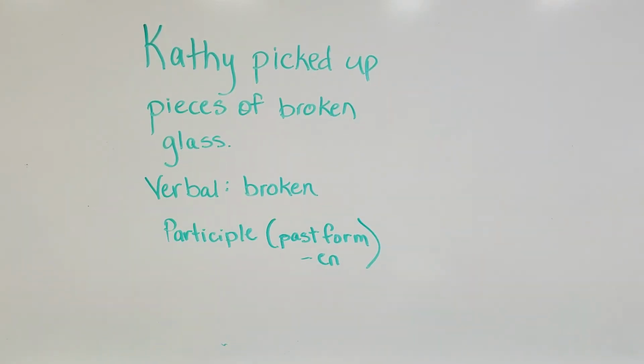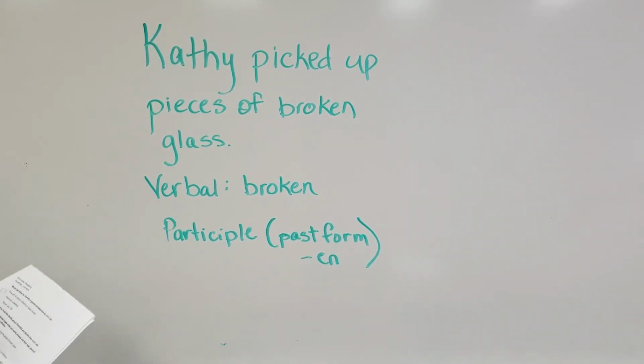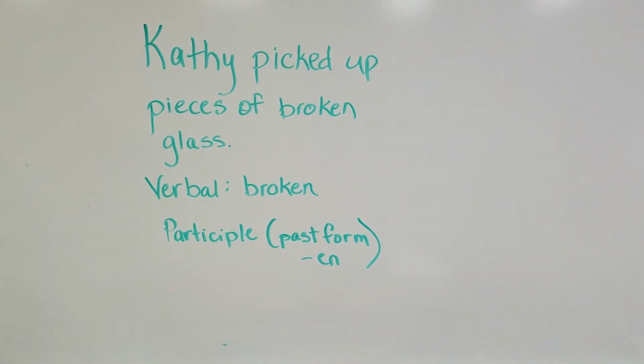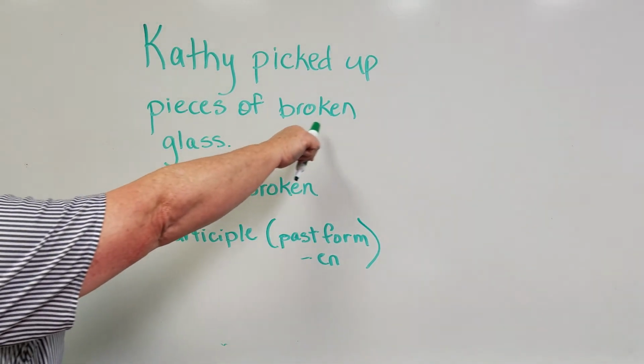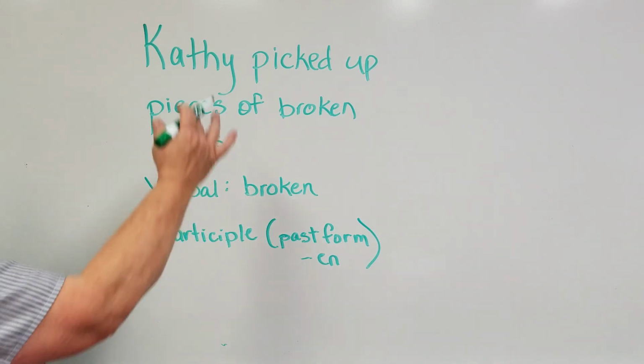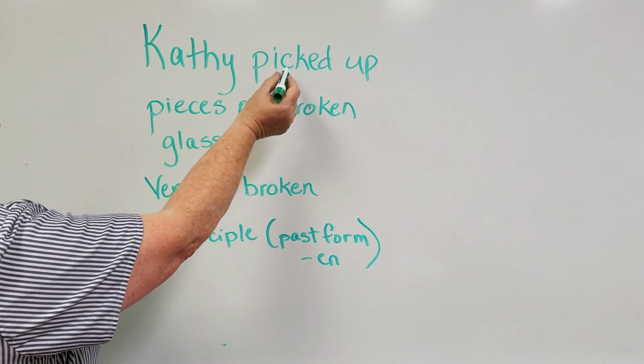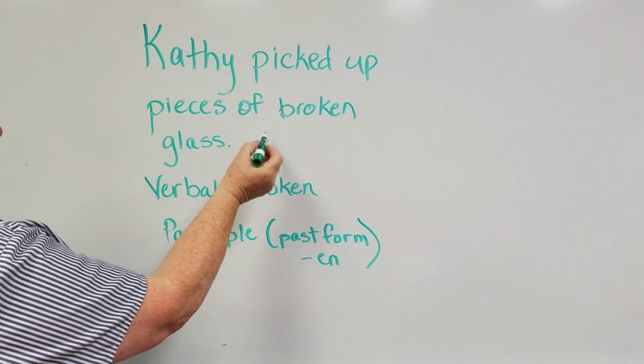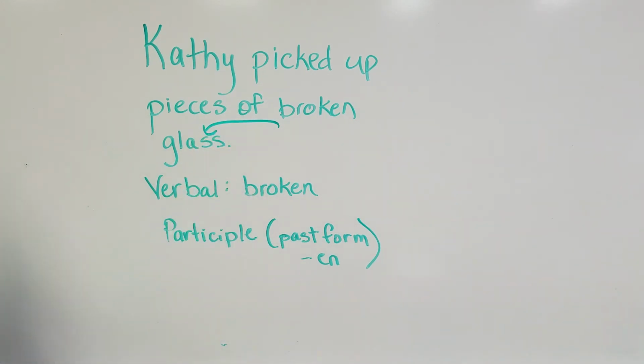Okay, and then you must also be able to locate verbal and verbal phrases in their type, gerund, participle, or infinitive. There's going to be several of those. I'm not going to list every single one of them out here. Here's an example of one. Kathy picked up pieces of broken glass. The verbal here is broken because to break something looks like a verb, but here the verb is picked. But broken is describing the word glass. So it's acting as an adjective.